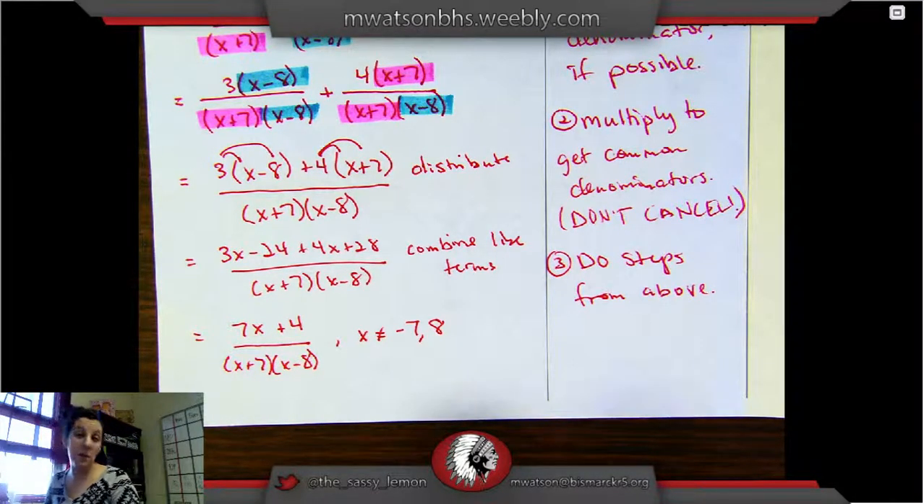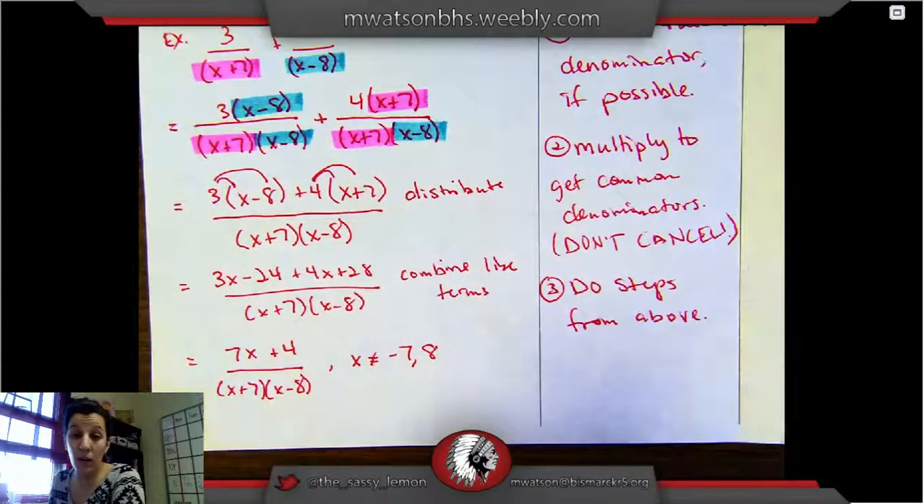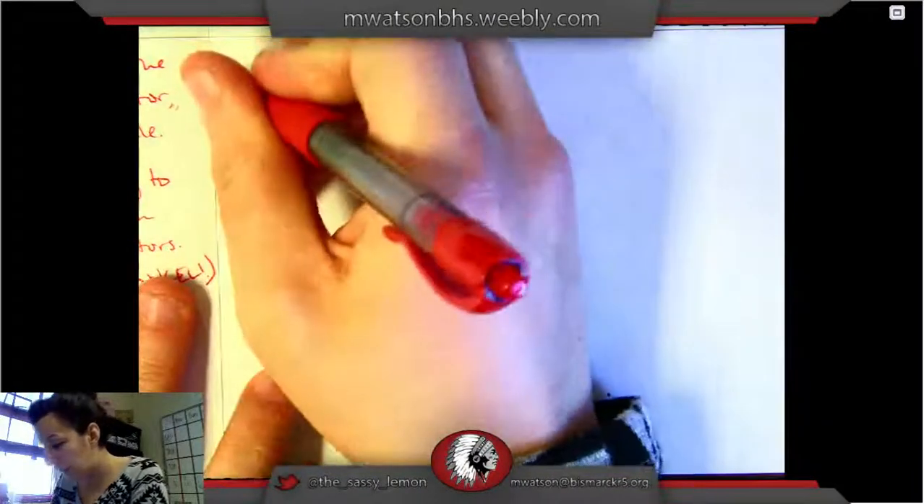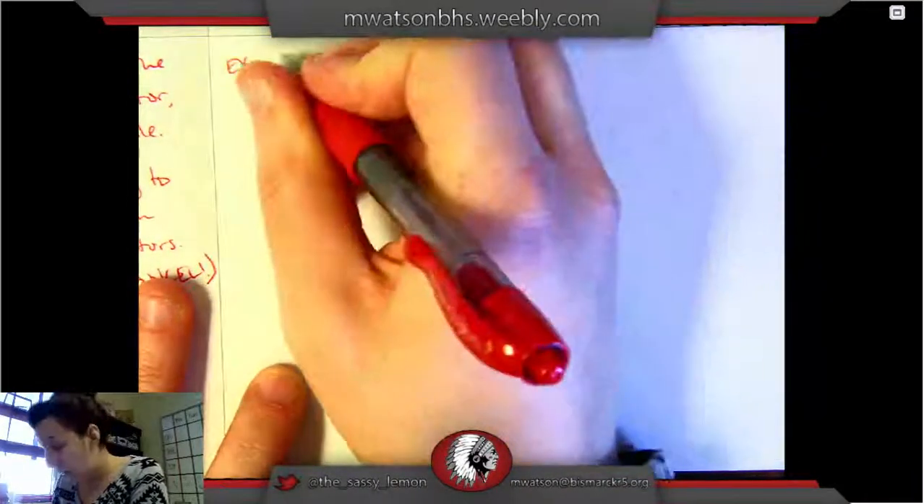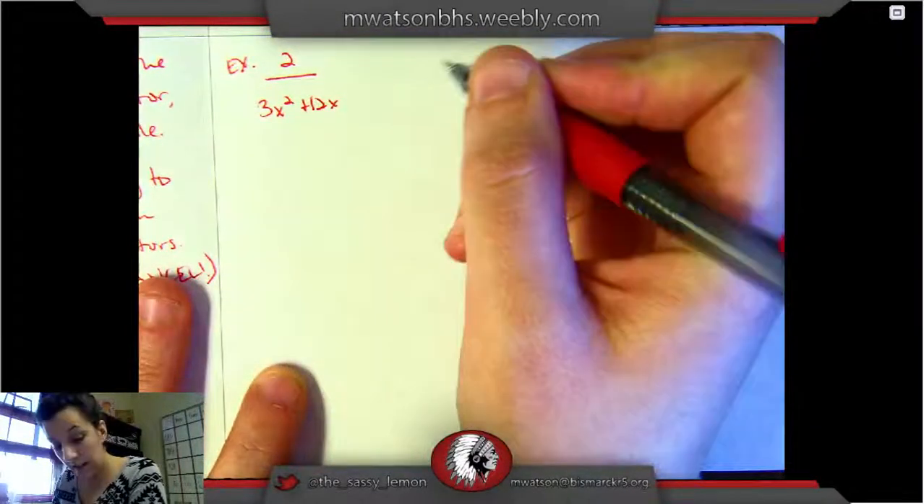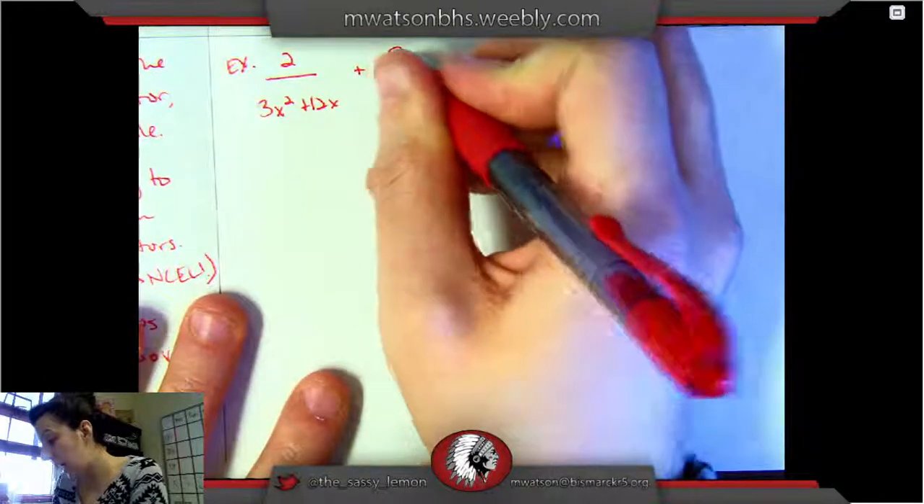This is a simpler problem. It might not be simple to you guys, but this is actually a simpler problem of combining fractions that have different denominators. And our last problem we're going to do is just a little bit more complex than this. I'll save the really hard ones for whenever I get back. So, last example we're going to do in our foldable is 2 over 3x squared plus 12x plus the fraction 8 over 3x.